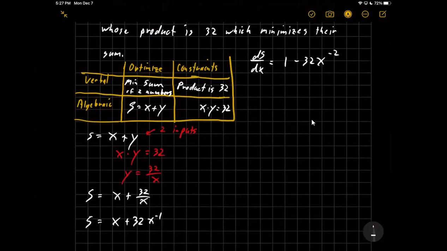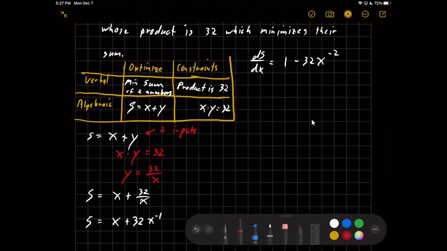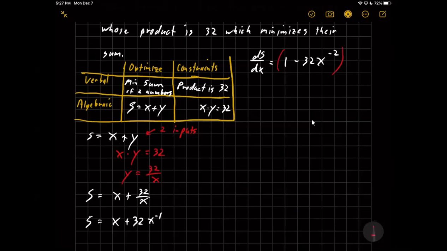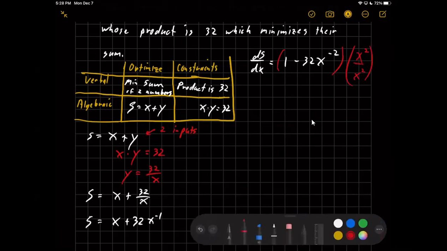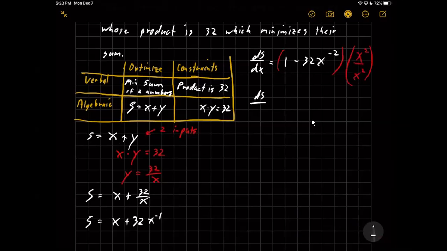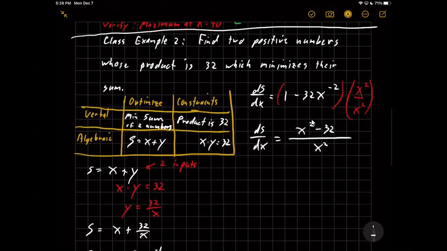Now, in order to find where this thing is 0 or undefined, we want to write it in a rational form. So you can see that it would be nice if we were to multiply everything here by x squared over x squared. Our job is going to get easier. We'll be closer to solving it. So dS dX will have a denominator of x squared, and then we will end up with x squared minus 32 in the numerator.